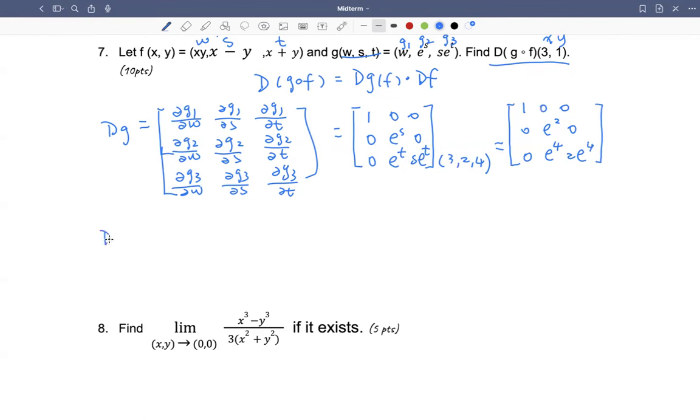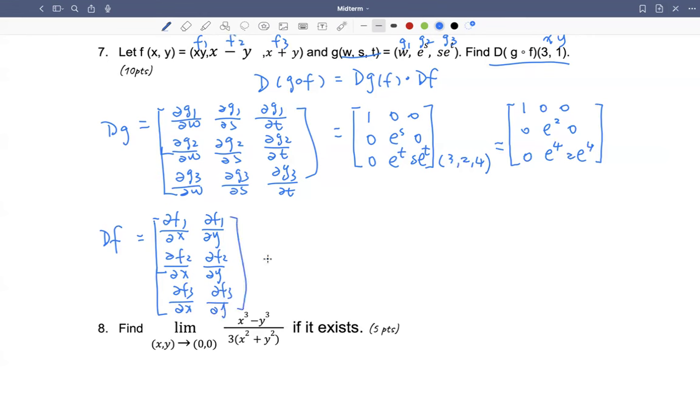So now let's do DF. Think of F as partial F1, partial F2, partial F3. So we'll have partial F1 in the x direction, partial F1 in the y direction, then partial F2 in the x direction, partial F2 in the y direction, then partial F3 in the x direction, partial F3 in the y direction. We get a 3 by 2 matrix because the codomain is R3 and the domain is R2.